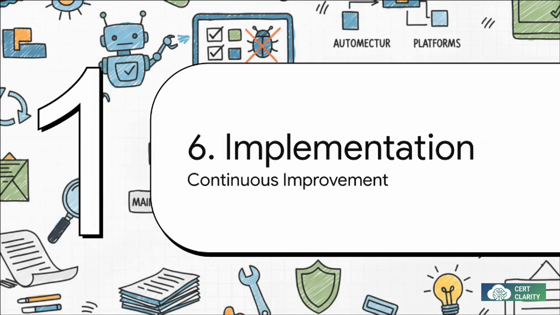All right, let's bring it home with Chapter 6. This is all about implementation and continuous improvement. Because look, a successful TAS isn't something you just build and forget about. You have to manage it, maintain it, and constantly make it better to get that long-term value.